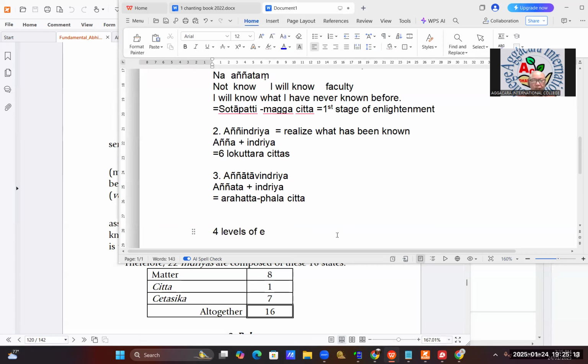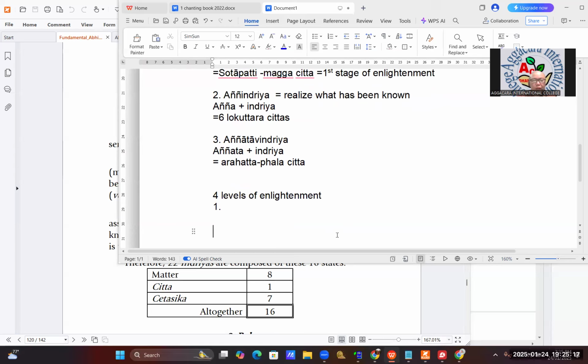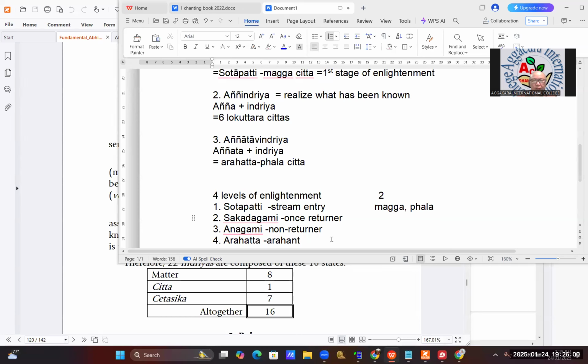We have four levels of enlightenment. Each level is called stream entry, so we better use the word Sotapatti. The second one is Sakadagami, then Anagami, then Arahata. Normally we use the words stream enterer, once-returner, and non-returner, because they are not coming back to the sensual world, and Arahant. Each enlightenment has two levels: Sotapatti Magga and Phala, Sakadagami Magga and Phala, Anagami Magga and Phala, then Arahata Magga and Phala.